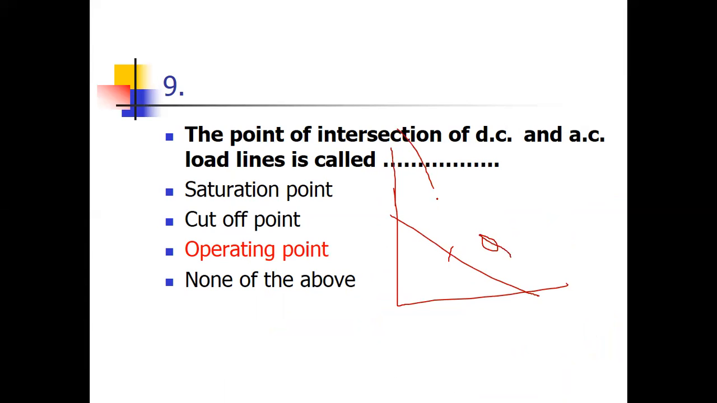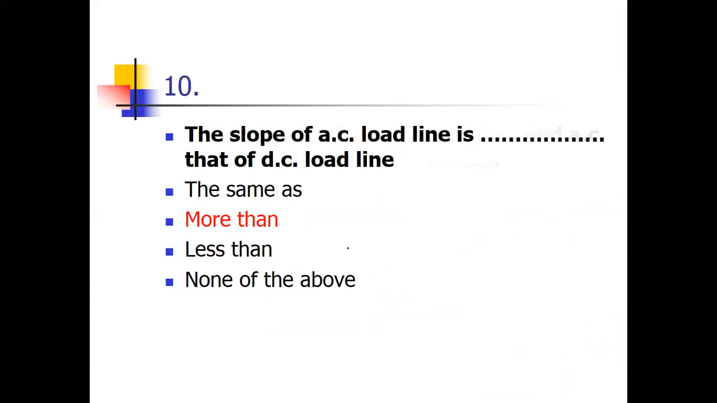Okay, and this is your AC load line, then this is also. So the Q point remains the same, but the load line changes. The point of intersection between the two lines is the operating point, or you can say the Q point. The slope of the AC load line is definitely more than that of the DC load line.